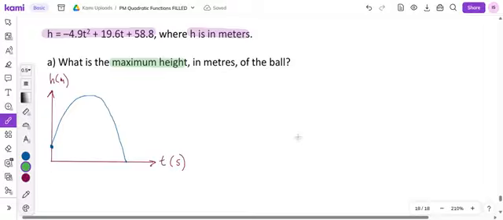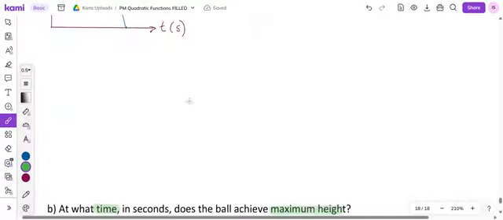In question A, we're asked for the max height. So what point are we looking for of the parabola? What is it called? Okay, so this is question A. We need the vertex. How do we find the vertex? What's the tool? Yeah, complete the square.